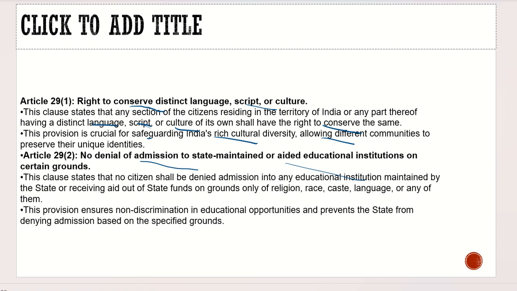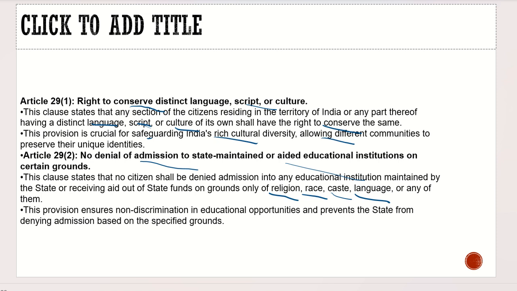Similarly, in this article also, there is no denial of admission to state maintained or state aided educational institutes on certain grounds. So in state maintained or state aided educational institutes, you cannot discriminate except on certain grounds. What are these grounds? You cannot deny anybody's admission because he belongs to a particular religion, race, or caste, or because he does not speak your language. On these bases, you cannot deny admission.